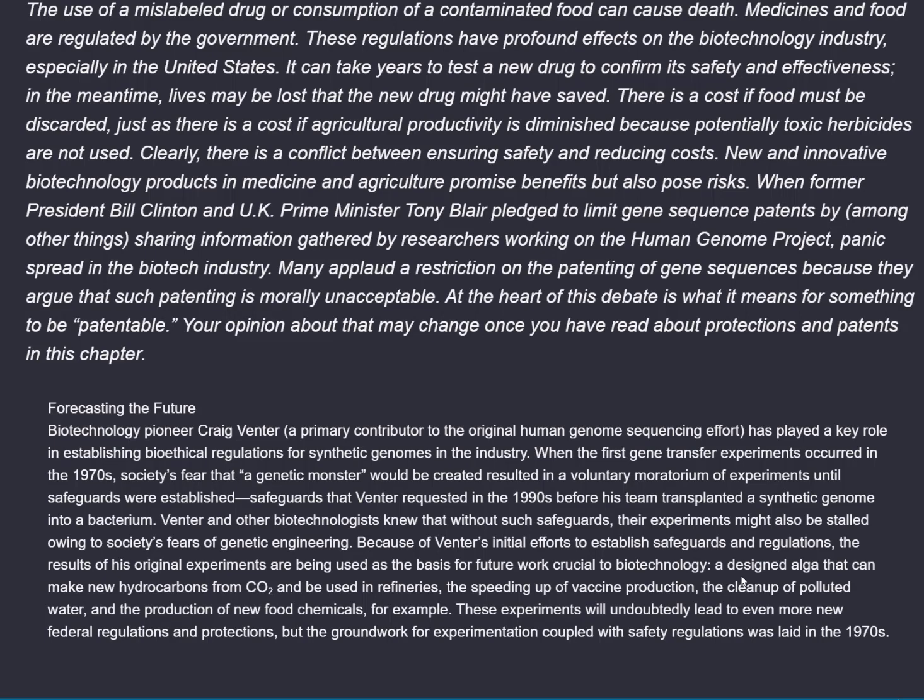When former President Bill Clinton and UK Prime Minister Tony Blair pledged to limit gene sequence patents by, among other things, sharing information gathered by researchers working on the Human Genome Project, panic spread in the biotech industry. Many applaud a restriction on the patenting of gene sequences because they argue that such patenting is morally unacceptable. At the heart of this debate is what it means for something to be patentable. Your opinion about that may change once you have read about protections and patents in this chapter.